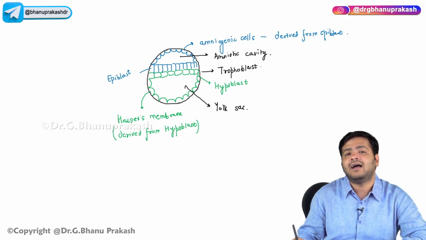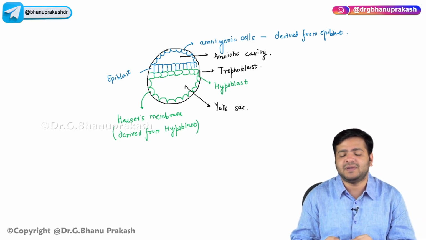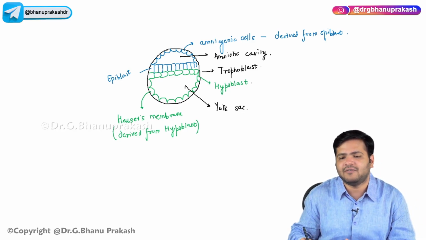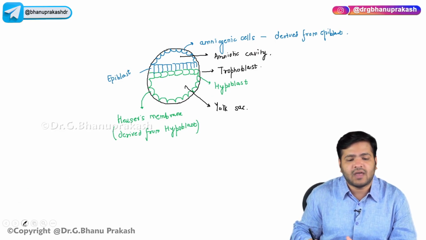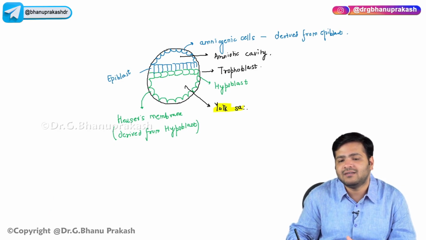So over here I have completed the basic structure. See, two cavities are formed. I have already told you in the starting that the two cavities formed over here, you are very well aware, are the yolk sac and the amniotic cavity.